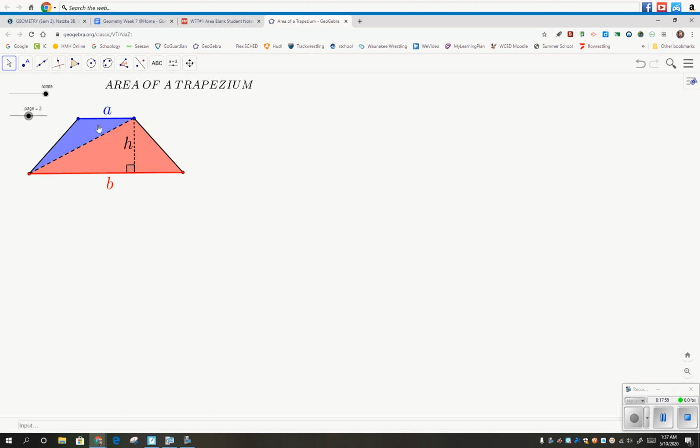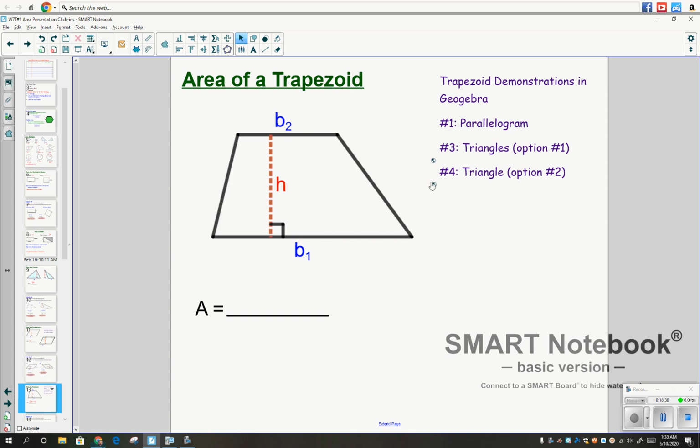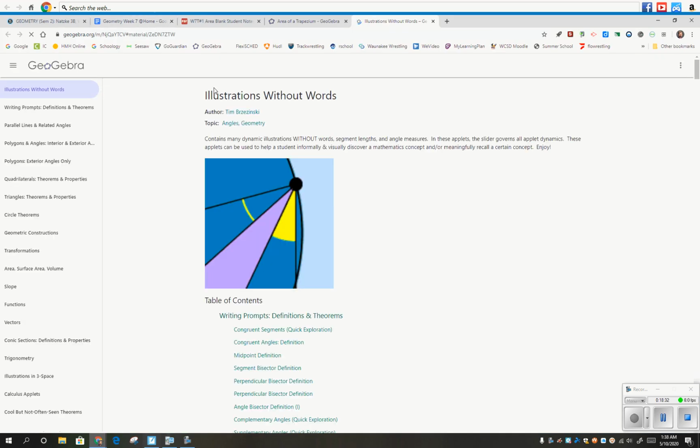The other option we can look at is, what if I take this trapezoid and divide it into two triangles? Well, the area of the blue triangle, it says here, is going to be 1/2 a times h. The area of the red triangle would be 1/2 b times h. Well, if I add them together and do a little algebra, I end up with 1/2 times h times the quantity a plus b. Another demonstration with triangles.